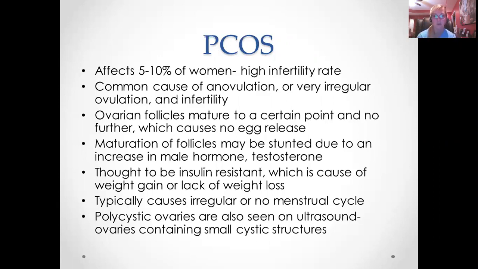The maturation of follicles may be stunted due to an increase in the male hormone testosterone. That was one of the first things they checked when we went to the fertility clinic. They tested my testosterone level, which was not elevated as much as in a lot of women with PCOS, but was elevated above an average range.